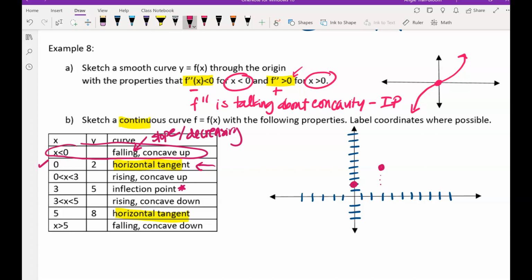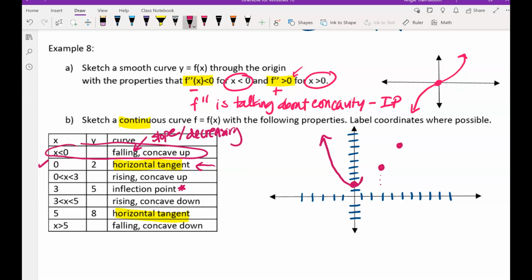So 5, 2, 4, 5, and then this was by 10. So there you go. If I have a horizontal tangent and an inflection point at (3, 5), then on the left side it's falling and concaving up. Concave up must go like that, and that slope is falling. Perfect. And then next at (0, 2), I have a horizontal tangent.